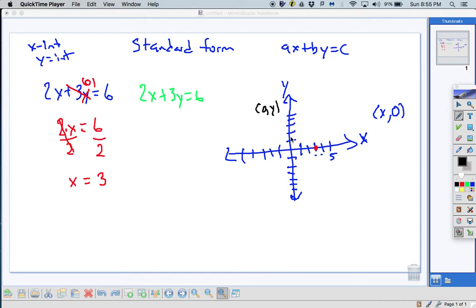This is 0, 5. This is 0, 0, 0, negative 5. No matter where on this y-axis we are, x is always 0. So just like we did before, we're actually going to make x 0. So we end up with 2 times 0.